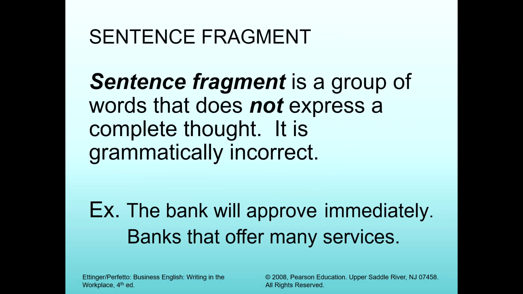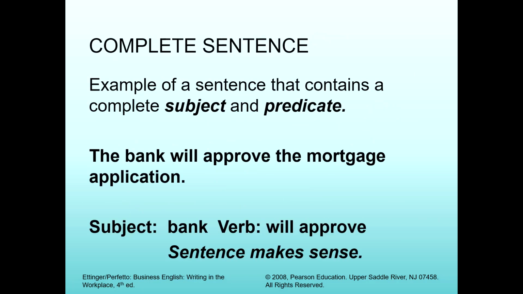Okay, so a complete sentence. Here's an example of a sentence that contains a complete subject and a predicate. The bank will approve the mortgage application. Subject, bank; verb, will approve; the sentence makes sense. The bank will approve what? The bank will approve the mortgage application. So there has to be a complete thought. Here we have one, and what we just saw before was not a complete thought.